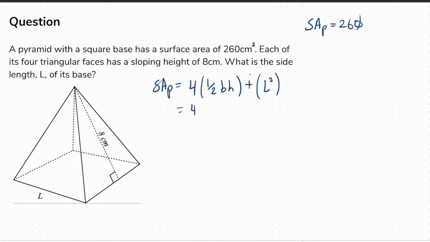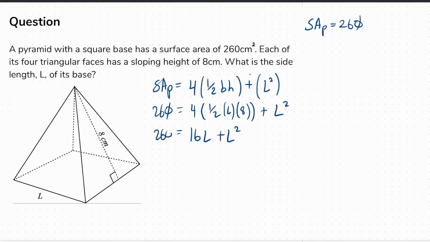So let's substitute some figures in here. All right, surface area 260, 4 times half the base, we don't know it, but we know it's L. Height is 8, plus, and we can leave that L squared as it is. So that becomes 16L plus L squared equal to 260. Now, I recognize this almost immediately as a quadratic. Right, so I need to set this equal to 0 so I can use the null factor law to find what L is equal to. L squared plus 16L minus 260.